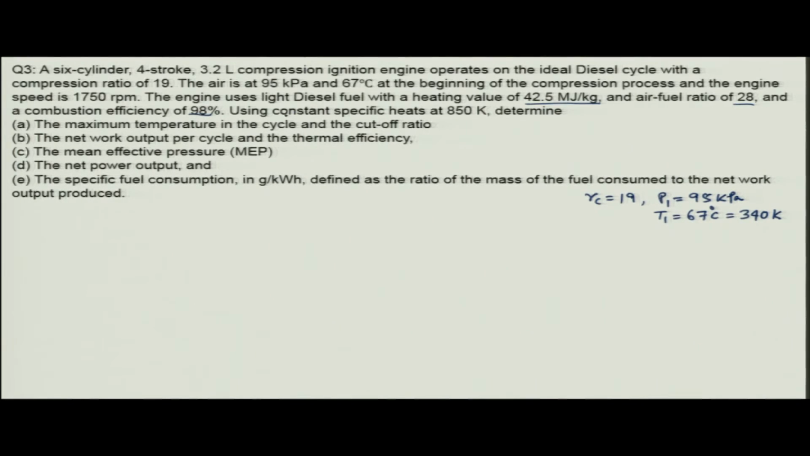So, it is mentioned that we have to take constant specific heat evaluated at 850 Kelvin, determine the maximum temperature in the cycle and the cutoff ratio, the net work output per cycle and thermal efficiency, the mean effective pressure, the net power output and the specific fuel consumption. That means how many grams of fuel is consumed per kilowatt hour, right. Okay. So, to begin with, we will again draw the cycle diagram.